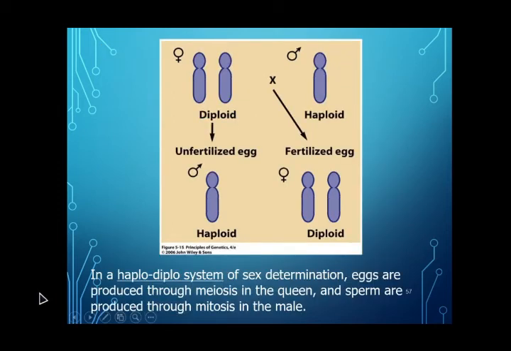In the haplodiploid system of sex determination, eggs are produced through meiosis of the queen. Sperm are produced through mitosis in the male.